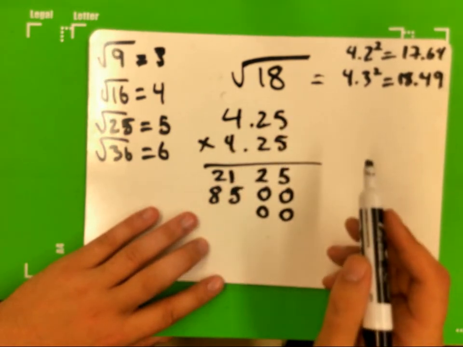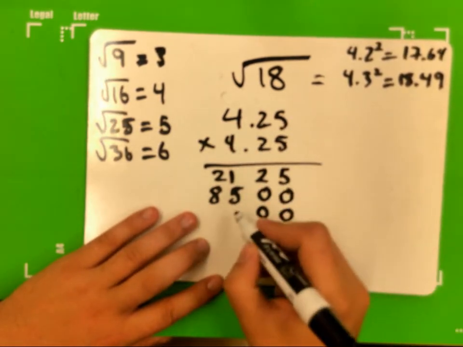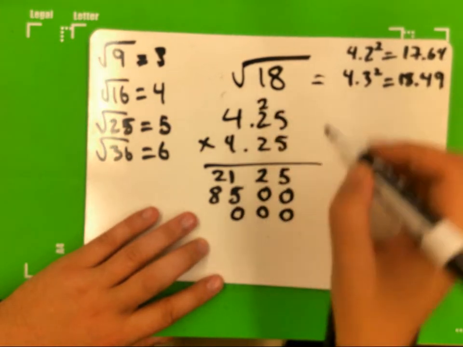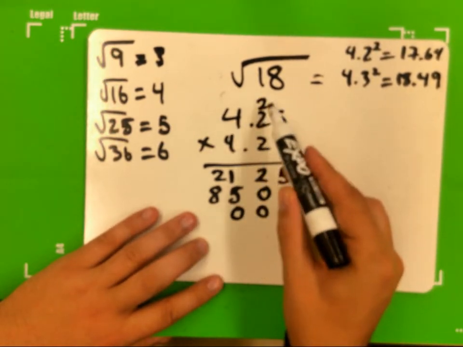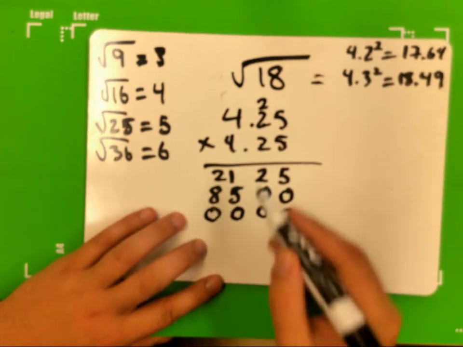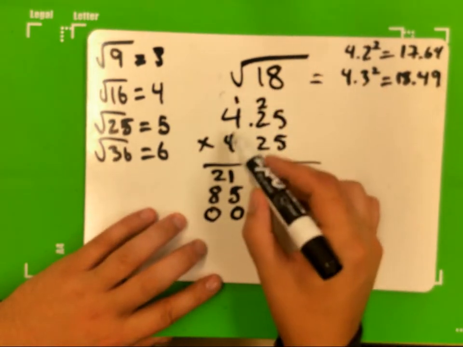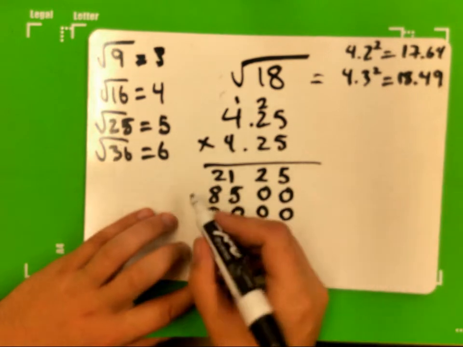4 times 5 is 20. Put down my 0. Carry my 2. 4 times 2 is 8. Plus 2 is 10. Put my 0 down. Carry my 1. 4 times 4 is 16, plus 1 is 17.